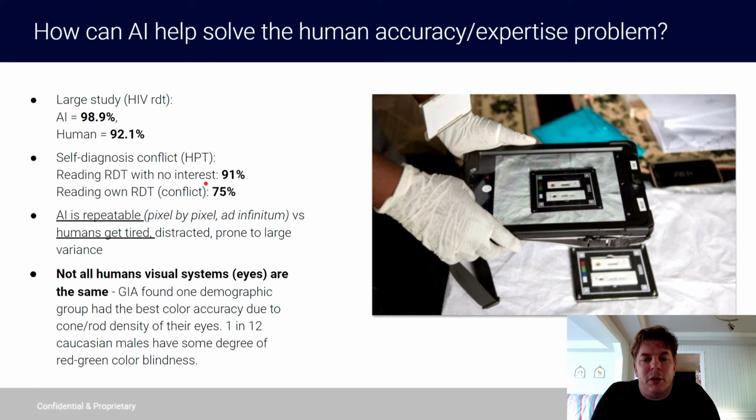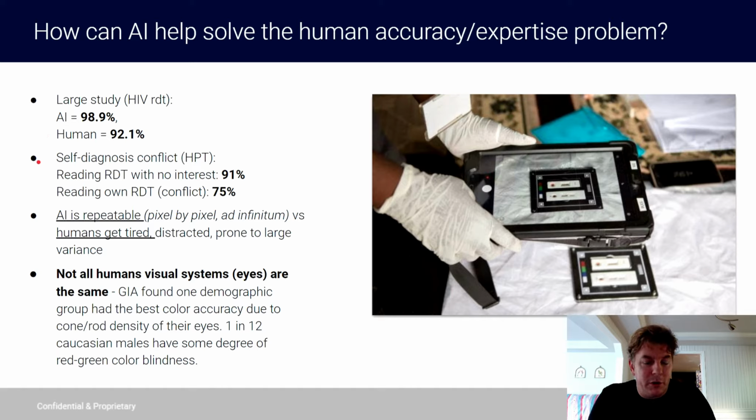So this brings in the involvement of AI, artificial intelligence, and the question, of course, is how can AI help solve this human accuracy and scaling up of expertise problem? One of the studies that has been done comparing AI results with human results was an HIV study, and what they found was the AI was 98.9% accurate, and the human expert reads were 92% accurate. So you've got a big potential jump in terms of accuracy there with AI.